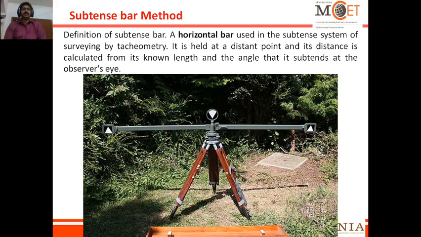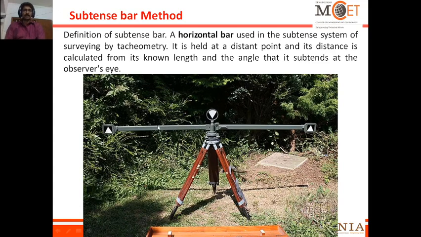Next is based on the horizontal bar. This is called the subtense bar. From the image you can see there is a horizontal bar used in the subtense system of surveying by tachometry. It is held at a distant point, and its distance is calculated from its known length and the angle that is subtended at the observer side.